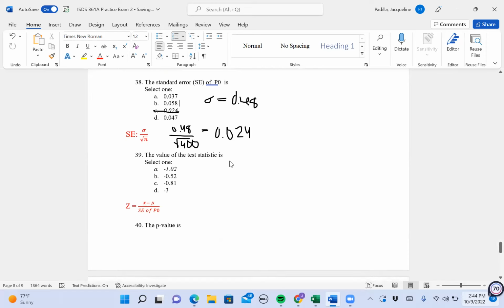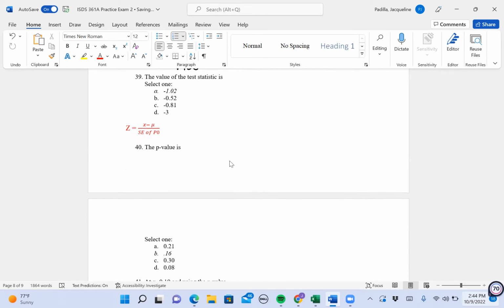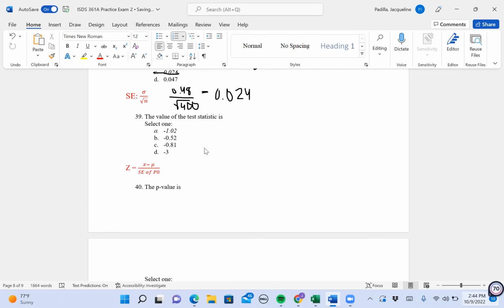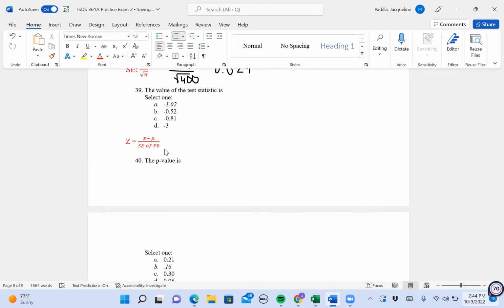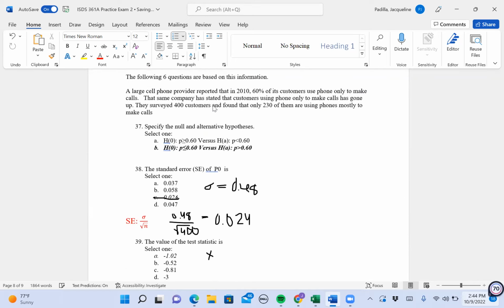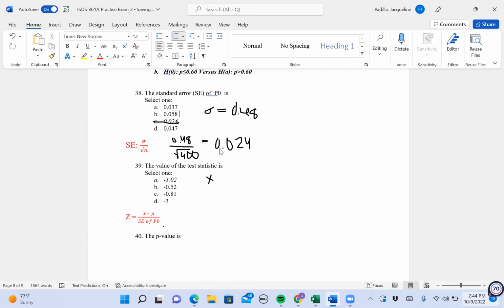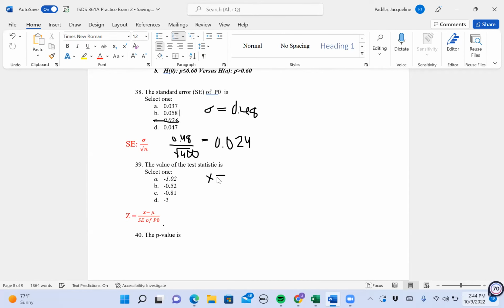Okay, so then number 39 states the value of the test statistic is. So I put the formula here for that, which is X minus mu over the SE, which we got in the previous question. So in this case, the X here is the mean. So the mean is just going to be 230 divided by 400, which in this case would be 0.575.